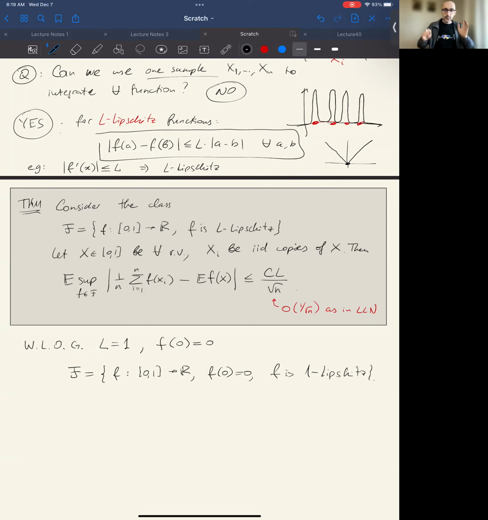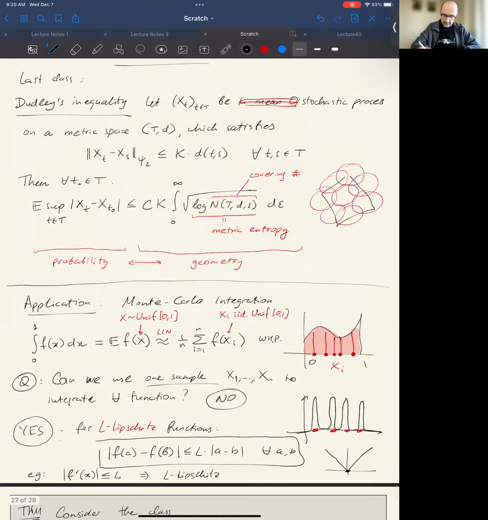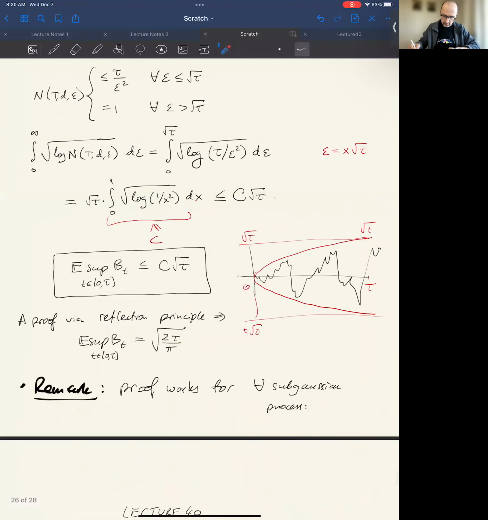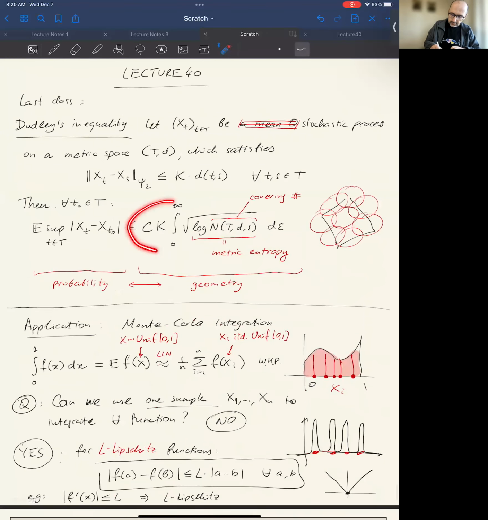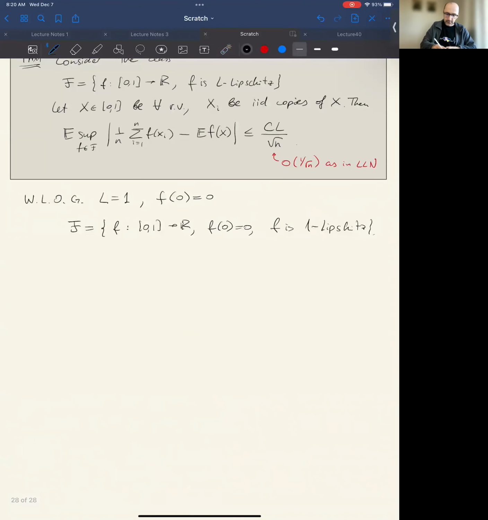Cool. Okay, we're going to apply Dudley's inequality. Where is it? Sorry, right here. Dudley's inequality is in terms of this metric entropy, so we'll have to compute the covering numbers of F.